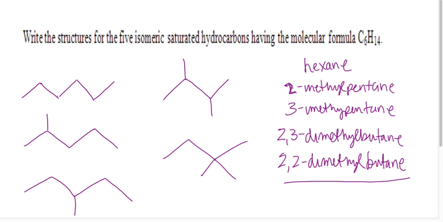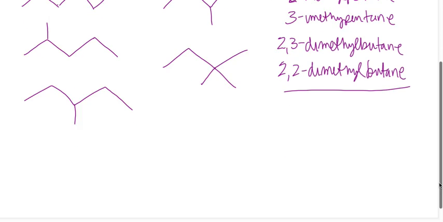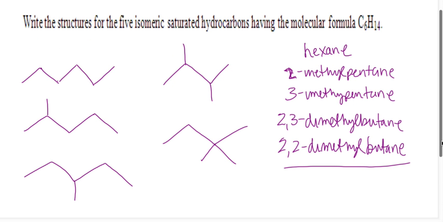So if I've got 2 groups to place, I've got 2 methyls to place on a butane. I can place them on carbons 2 and 3, or both of them on the same carbon. That would be 2,2. We good? Okay. How many got it right? Some? Okay, good.